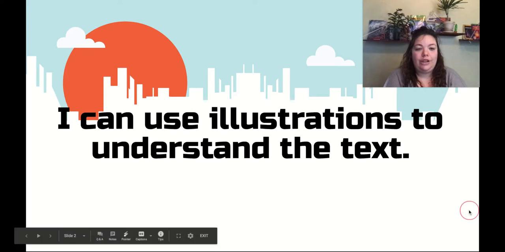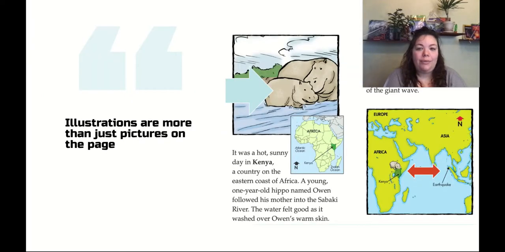So let's look. Illustrations are more than just pictures on the page of your book. There's lots of things that you can learn from the illustrations. They're not just there to look pretty. For instance, in this section of the text, it just says that Owen is a 1-year-old hippo and he was swimming with his mother.